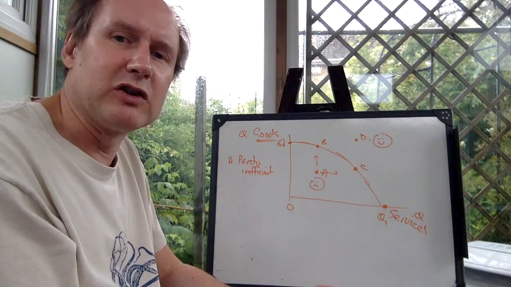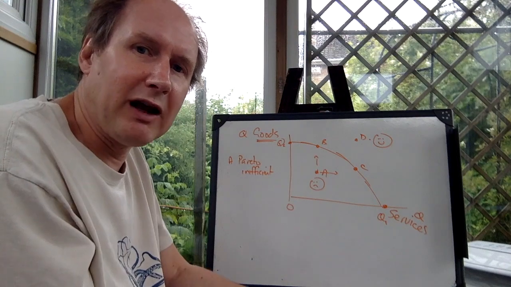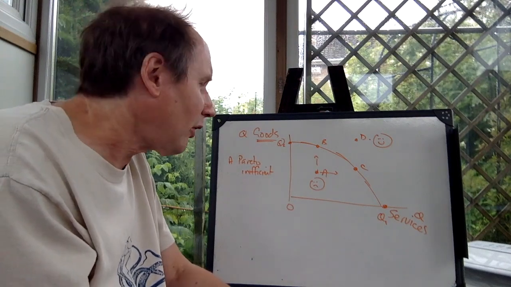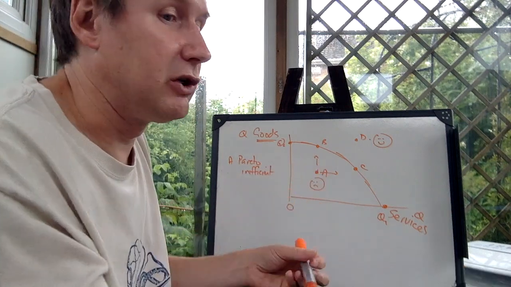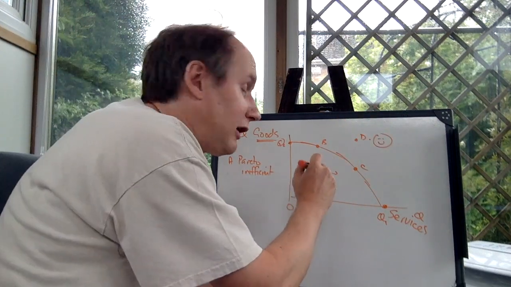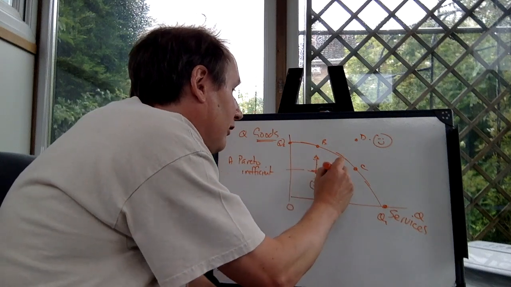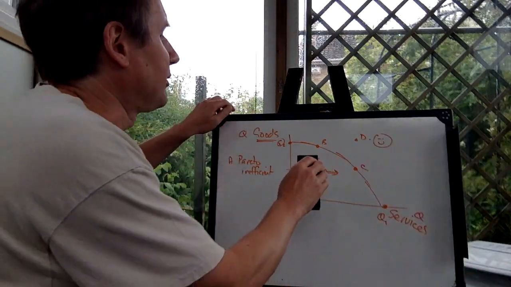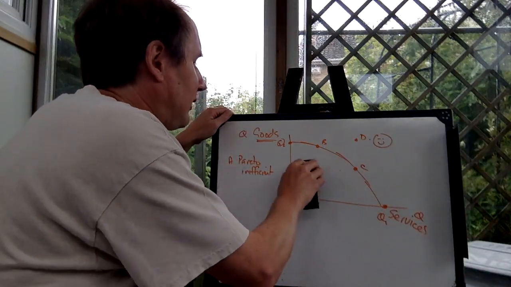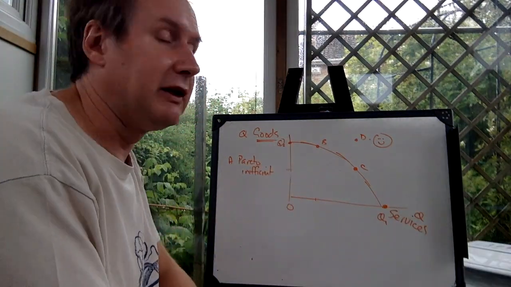But Pareto inefficiency occurs where you could increase the output of one good without having less of another. So in other words, at point A, there's no opportunity cost. We don't have to give anything up. We could have more goods and not have fewer services. We could have more services and not have fewer goods. So what this production possibility frontier has firstly shown us is the idea of scarcity. We don't have enough resources to reach point D.